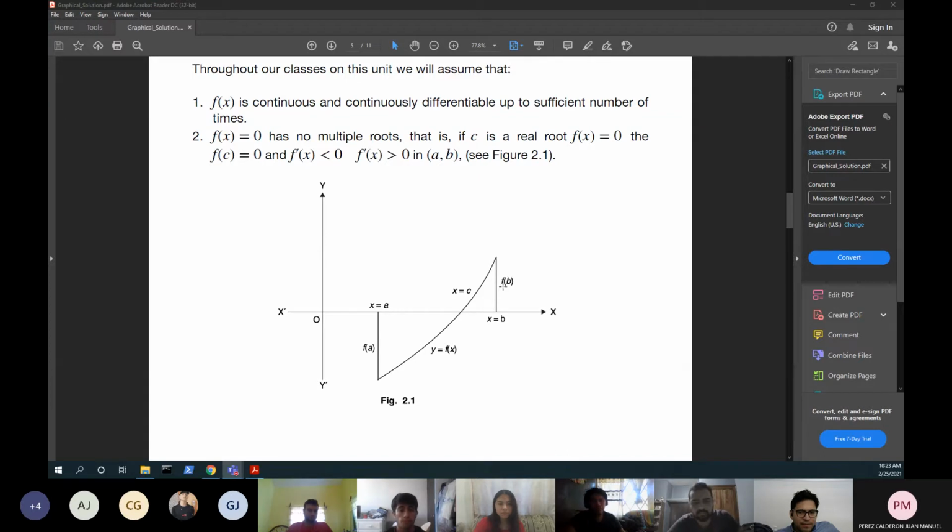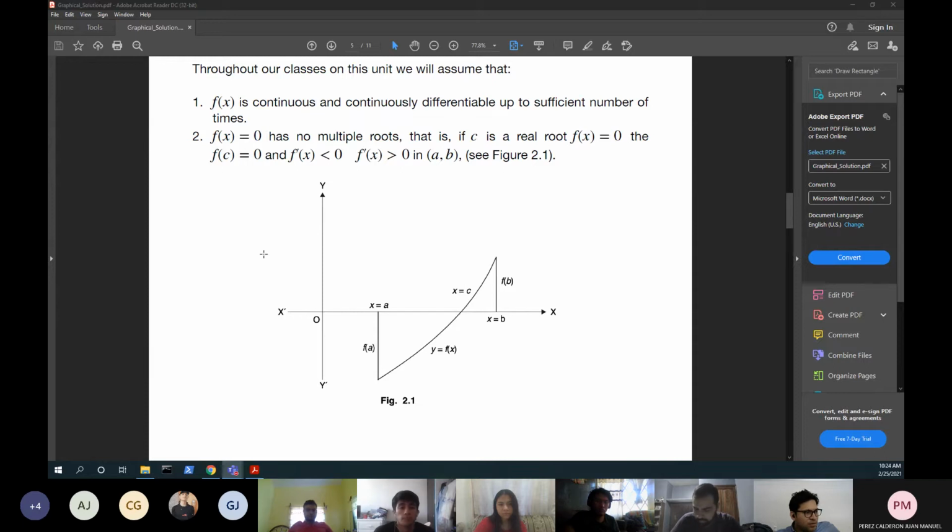And then you have f evaluated in b at this point here. And then you have the plot, and you see that you only have one intersection where x is equal to c. If you use this value x equal to c in the function, you'll see that this is going to be approximately equal to 0. Why do I say approximately equal to 0? Because, of course, visually it's very difficult to establish a very good accuracy of the solution.